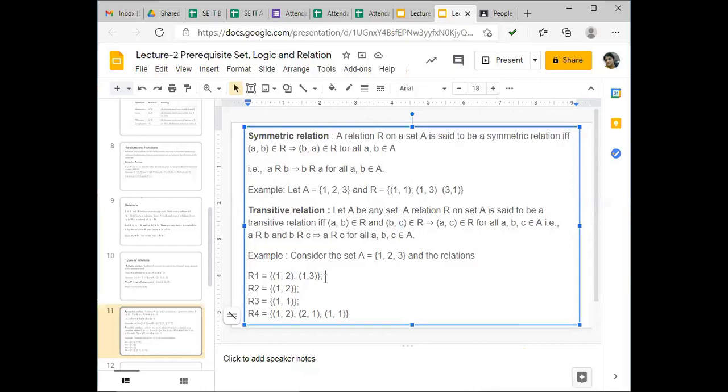Ma'am, can you repeat once again? See here, one is related to two. Is two related to something? No. So here only this is true. When this is not true, we'll not go to this, right? Coming to this, one is related to three. Is three related to something? No. So this is transitive. Are you understanding, students? Obviously R2 and R3 are transitive because there is no question of B related to C anywhere. Right? Coming to R4 now. Tell me about R4 now. Is this transitive?